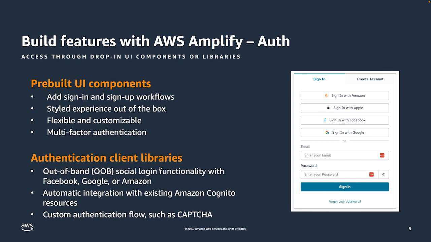And it's built on top of the AWS Amplify authentication library, which also includes social login functionality like Facebook, Google, or Amazon, and automatic integration with existing Amazon Cognito resources if you already have Cognito set up. And it includes custom authentication flows such as CAPTCHA, or if you want to have a checkbox for users to accept your terms and services.